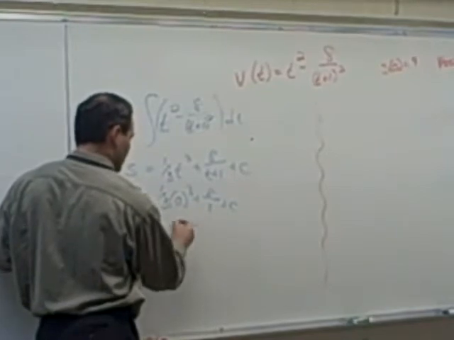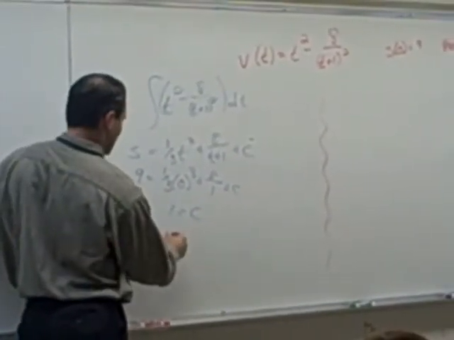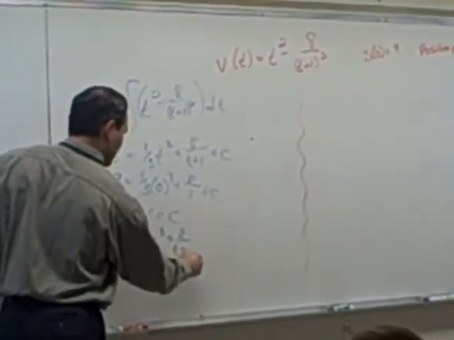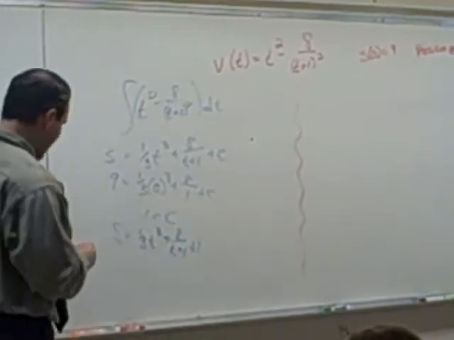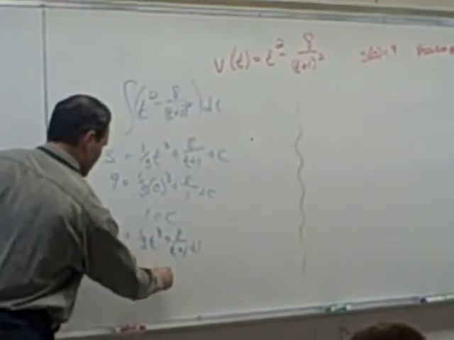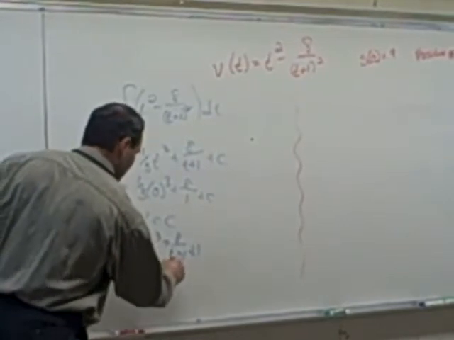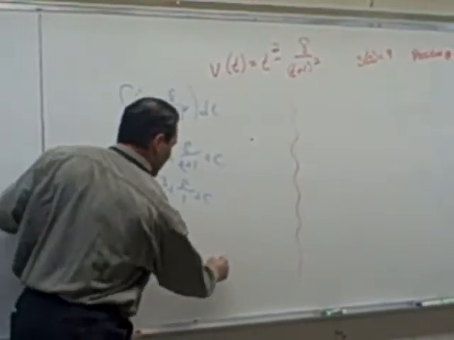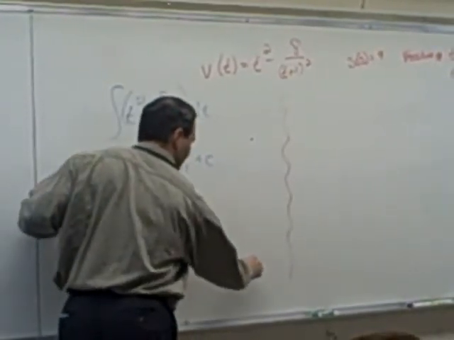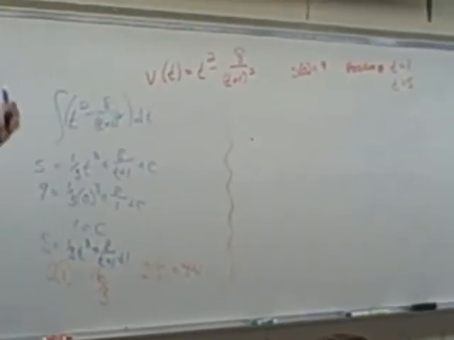C ends up being 1. So my position is 1/3 t cubed. So if I want to find out what S of 1 is, 16 thirds. Thank you. And S of 5, 134 thirds. What? 132 thirds. How many got 44?